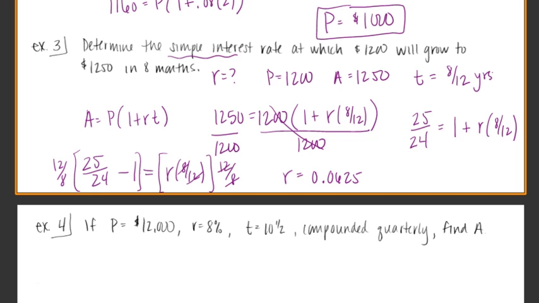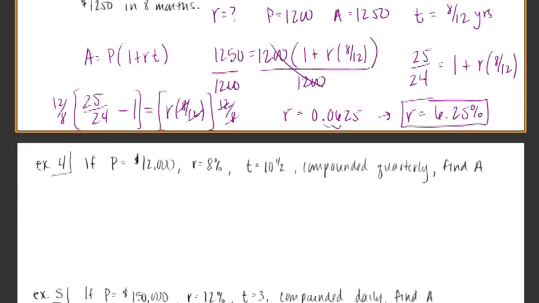0.0625. And if we want to convert that to a percentage, we're going to move the decimal 2 times to the right. So this is 6.25%. So at that interest rate, I know for a fact that all it's going to take is 8 months for us to grow basically $50. Okay? Let's go to example 4.